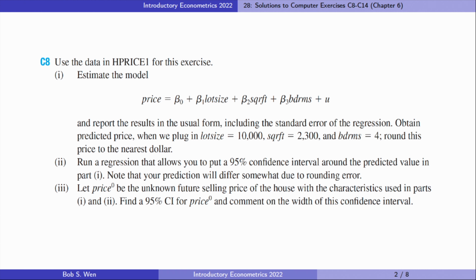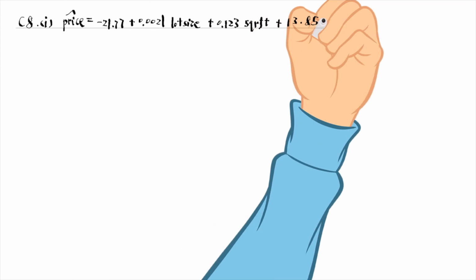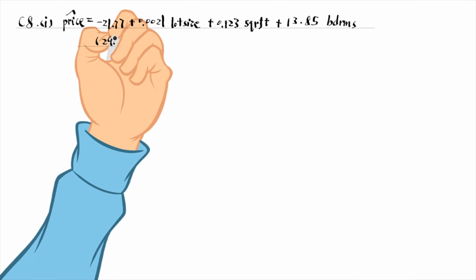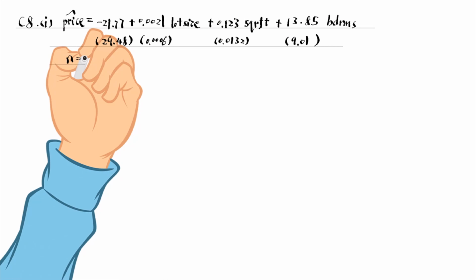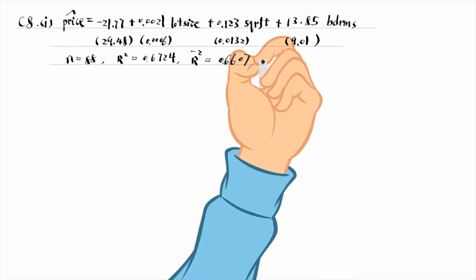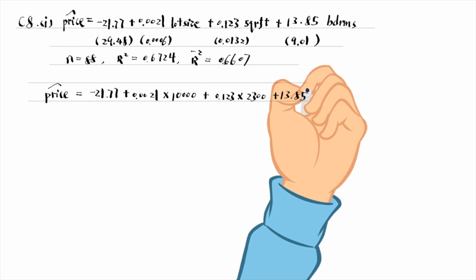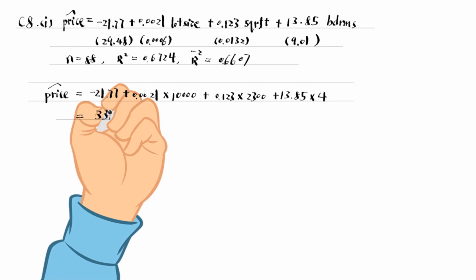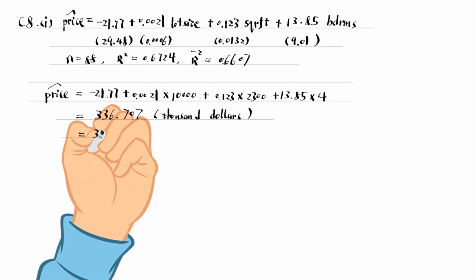For the 8th computer exercise, the estimated equation is as follows. The predicted price is $336,707 after we plug the values in the estimated equation.